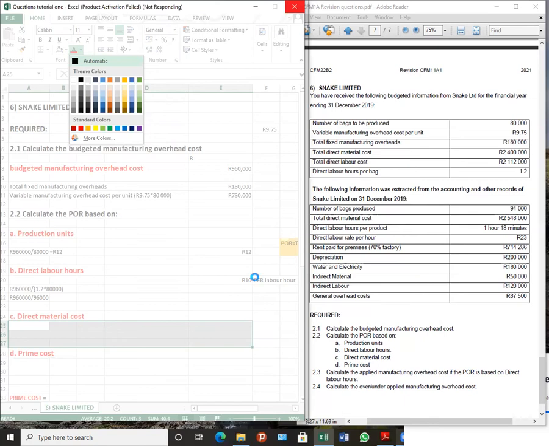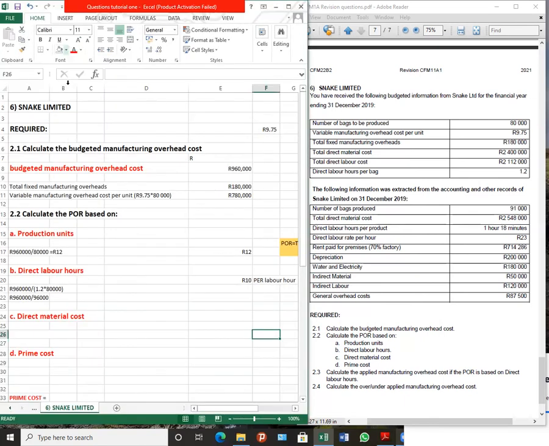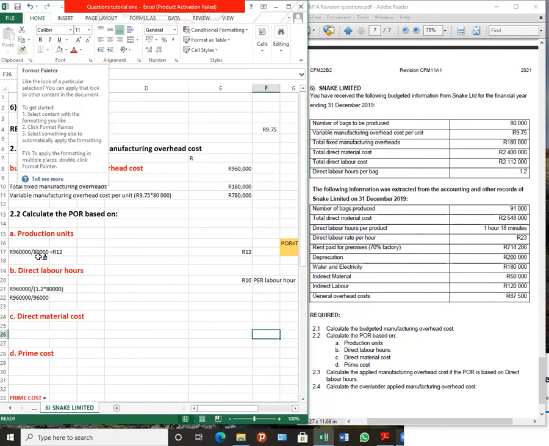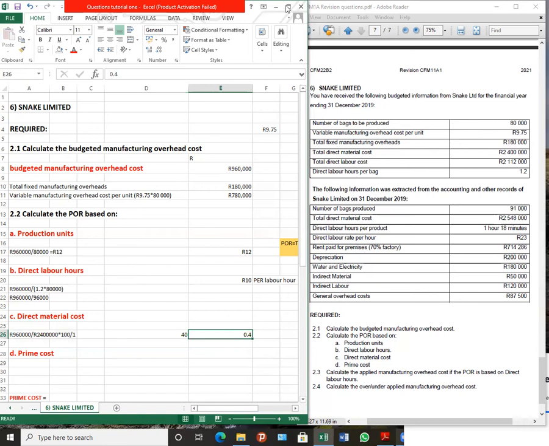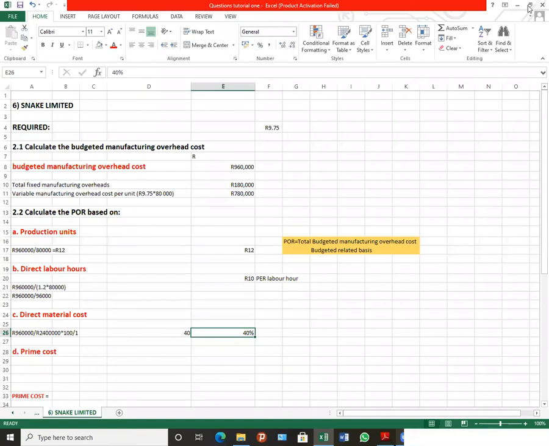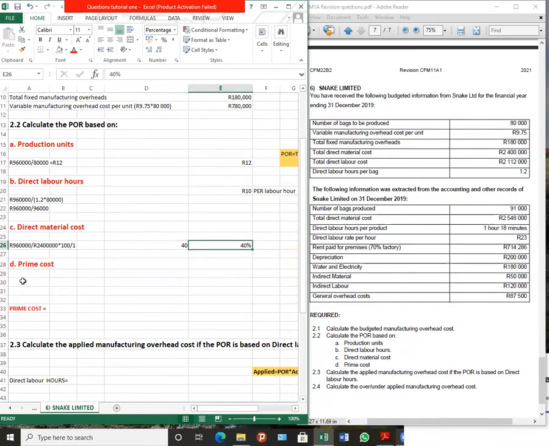Okay, here, guys, we are going to take your 960,000 and divide by your direct material cost. Here, our direct material cost is how much? It's 2,400,000, because it's cost to cost times 100 over 1. That is why we get 40%. Our answer is in percentage. And then we have been required to calculate the POR using the prime cost.